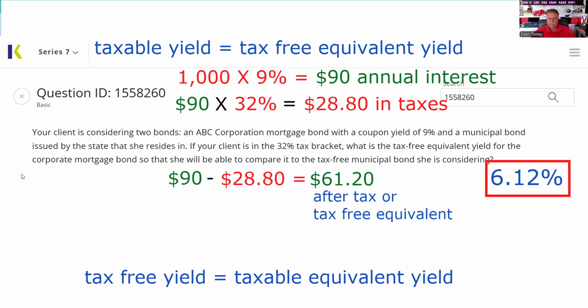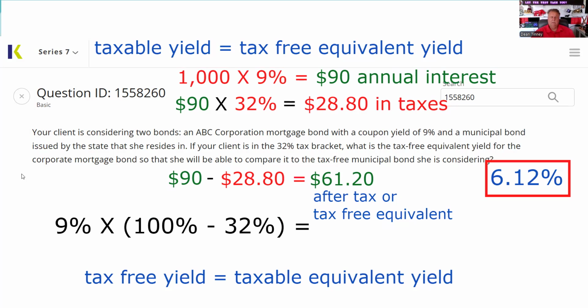Another way you could do it is to say, of the 9% yield, you're only really going to be left with 0.68, or 68%, of that. I take the taxable yield and multiply it by 100% minus the tax bracket, and then you're left with that. That's another way to get to 6.12. Now, if I was going the other direction, I would take the tax-free yield to figure out the taxable equivalent, and divide by 100% minus the tax bracket.